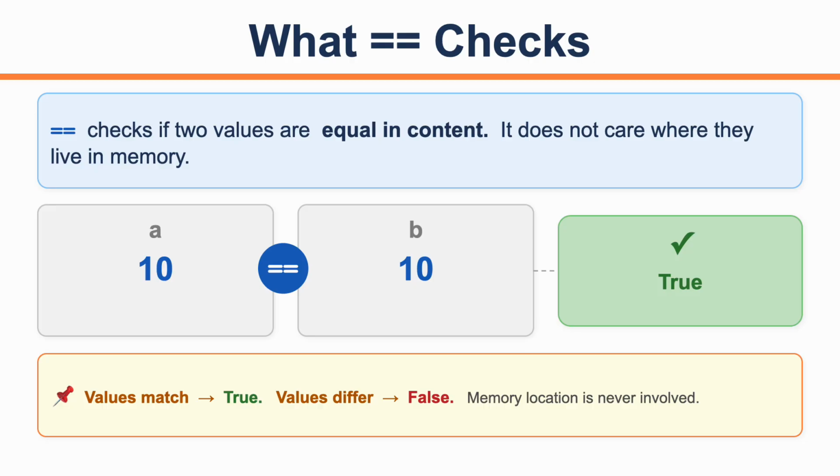The double equals operator checks if two values are equal. It does not care where the values are stored in memory. It only looks at the content. So if two variables both hold the number 10, double equals returns true. The values match, and that is all it checks.